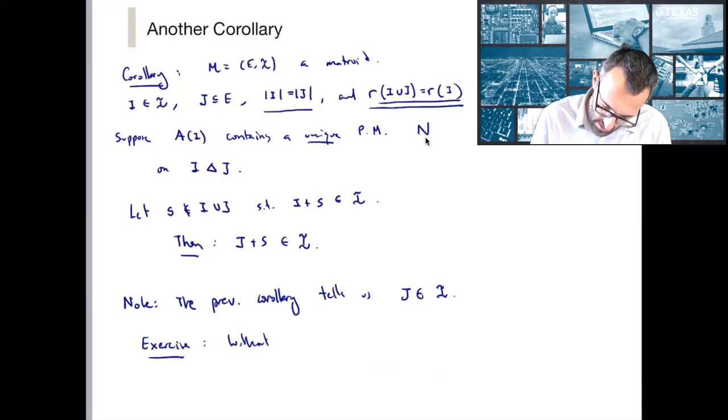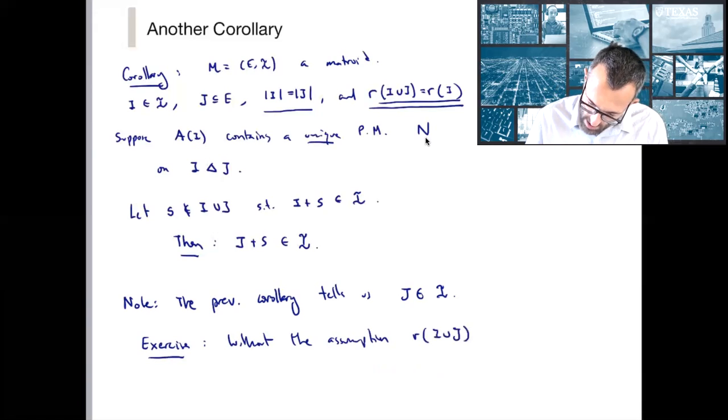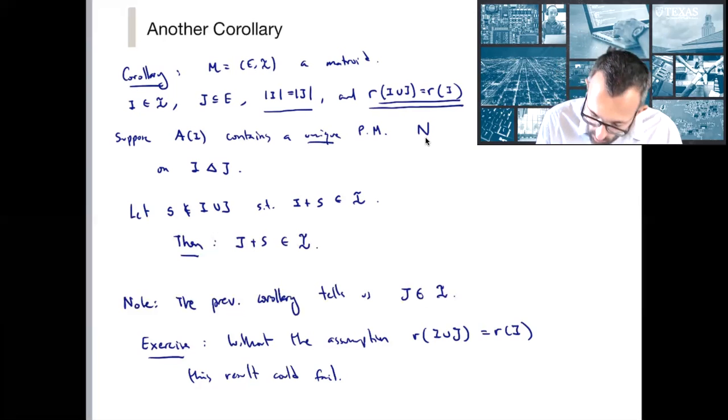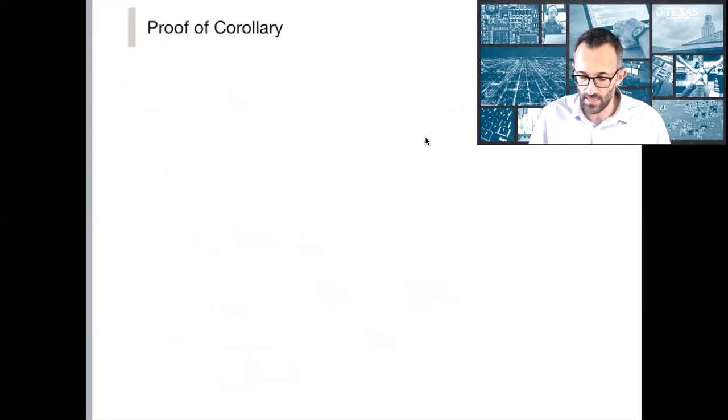that without the assumption that the rank of I union J is equal to the rank of I, this result could fail. So make sure that you can see why that is the case, and therefore why we would need that additional assumption. Okay, so this is about extending independent sets. So let's prove it.